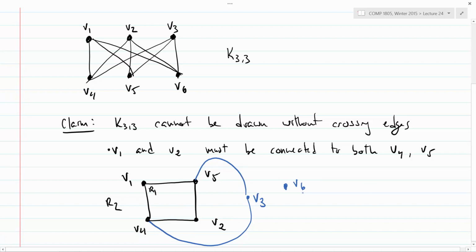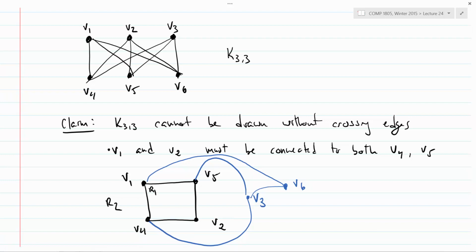So let's say I put V6 there. V6 is connected to V1, V2, and V3. So I can connect it to V1 by going up around here. I can connect it to V3 by going here. And now I need to connect it to V2. But I can't get to V2 without crossing a blue edge or a black edge. So there were only three spots where I could put V6, and none of them work. So that means I can't possibly draw this graph without crossings, assuming that V3 is on the outside.